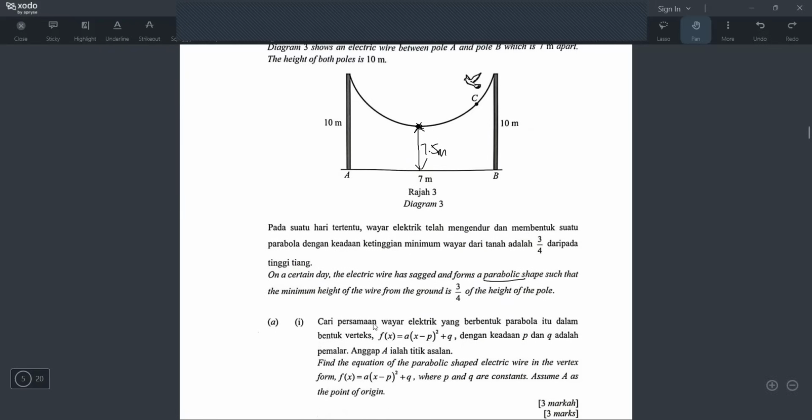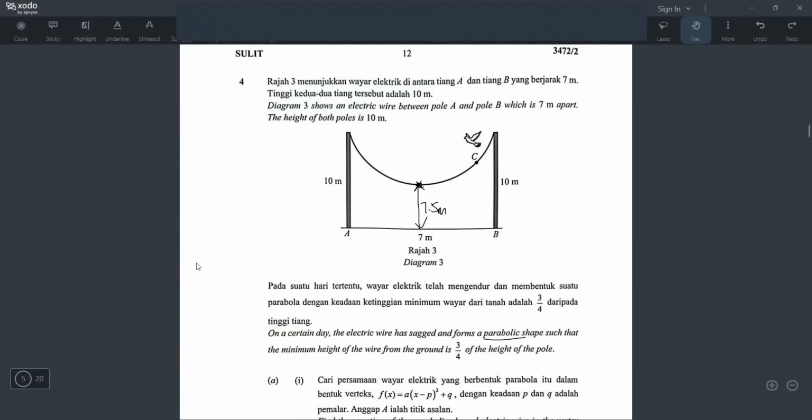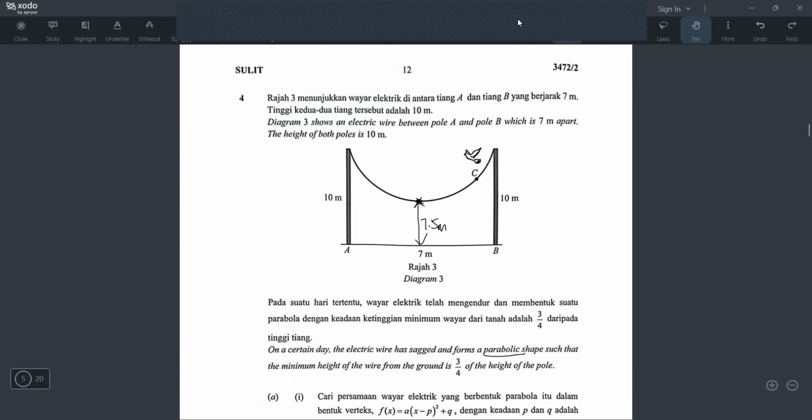Okay, let's read question A. Find the equation of the parabolic shape of the electric wire in the vertex form. This is vertex form where p and q are constants. Assume A as the point of origin. So they actually say A is the origin. So we can draw a cross at A.